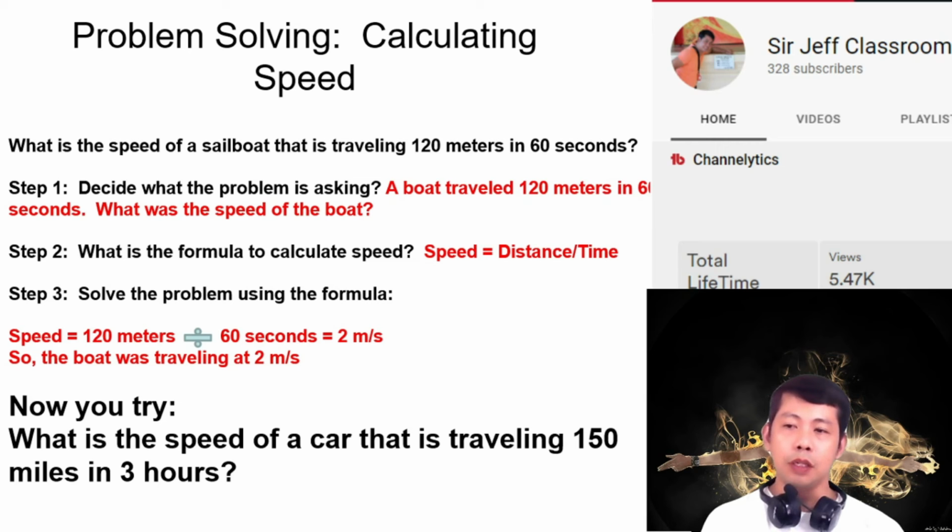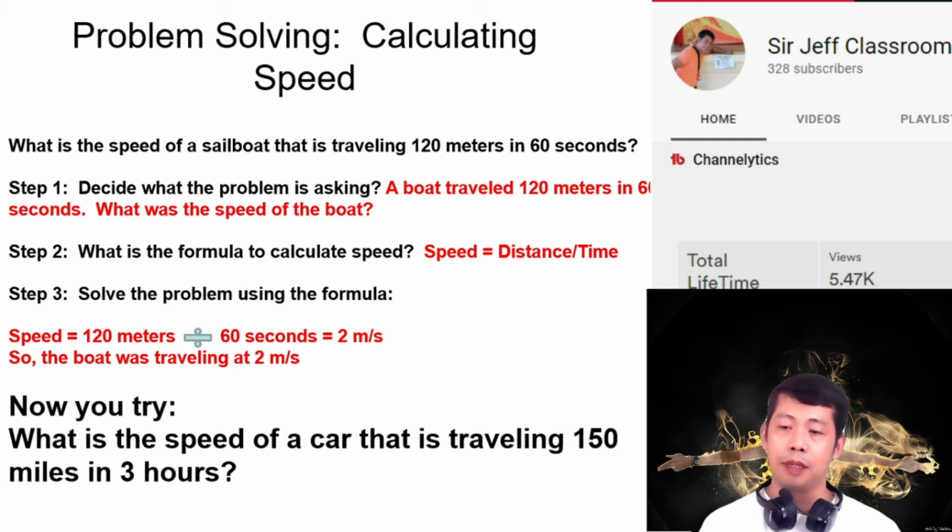What is the speed of the sailboat that is traveling 120 meters in 60 seconds? Step 1 natin gagawin, decide what the problem is asking. Ano ba tinatanong? So, ang tinatanong is speed of the boat. Pag speed, hindi mo na kailangan ng direction. Kailangan mo lang distance and time. So, what is the formula needed to calculate speed? Speed is equal to distance over time.